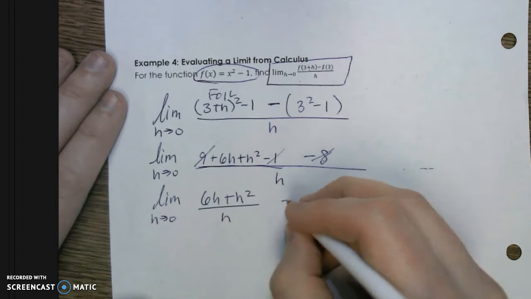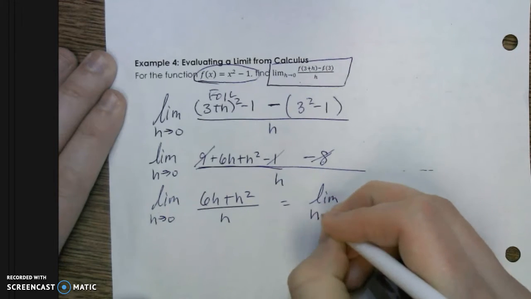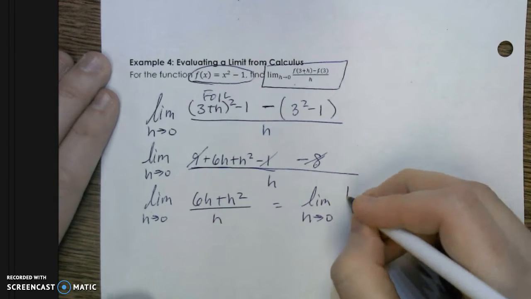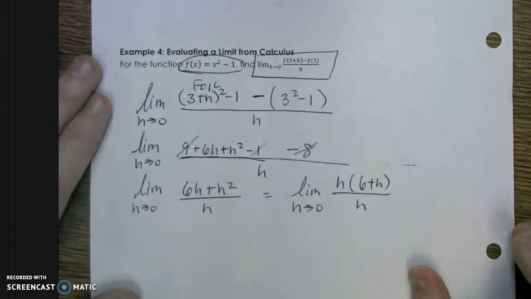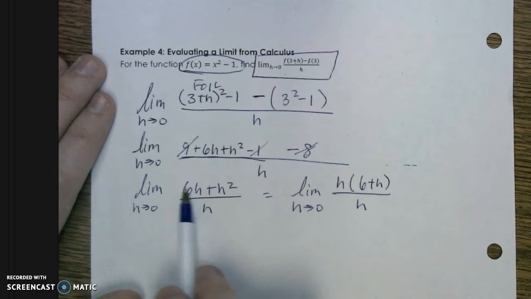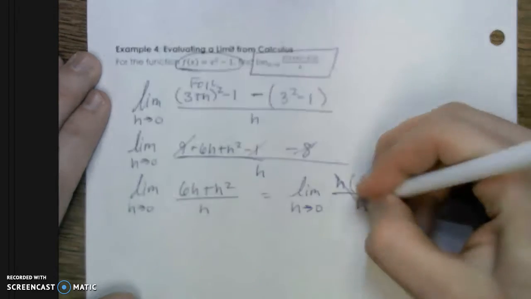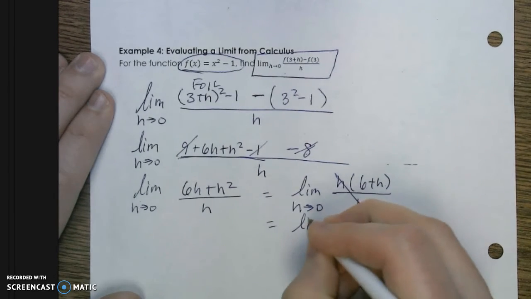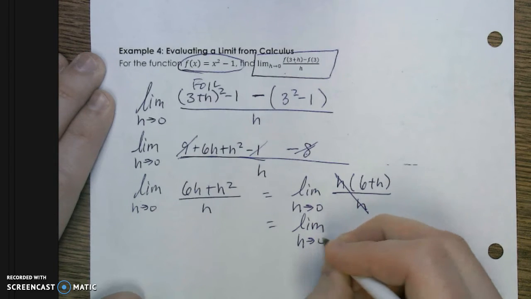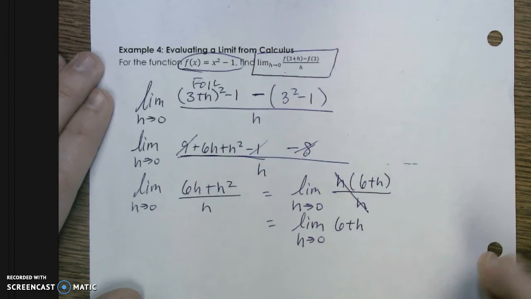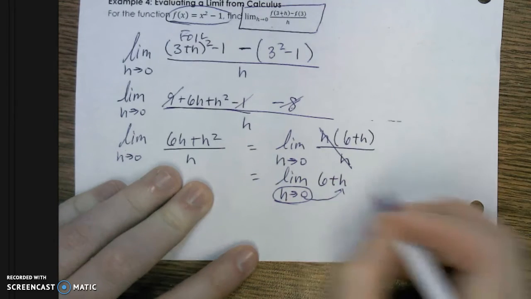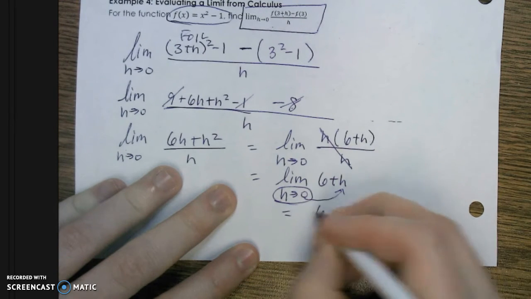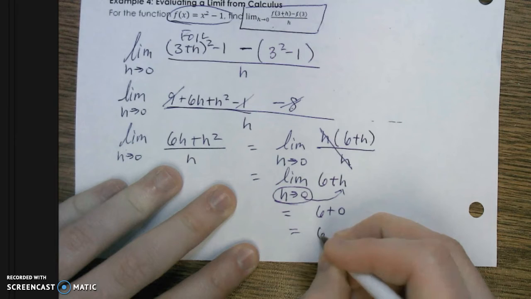On top, you can factor out an h so that we can cancel the h on the bottom. Okay, so I factored out an h on the top because they both had one in common, and now it's canceling with the bottom. And this is as simplified as I can get it. And then it's time to do the limit. So the limit, it says h is going to 0, so if we just plug in 0, we get 6 plus 0, and the answer is 6.